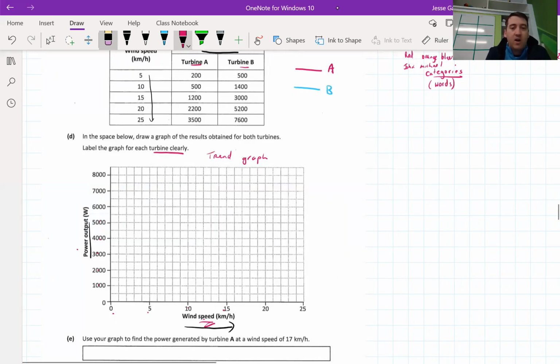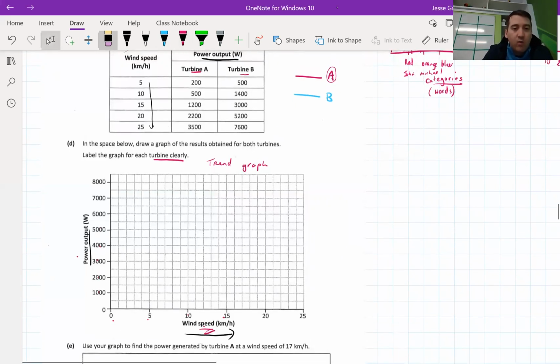Okay, so I'm going to get you started on turbine A. So it says here, for turbine A, when the wind speed was 5, the turbine power output was 200. So what I'm going to do is go over to 5 for wind speed and up to 200. Now, that point is very low because 200 is within this first box, because this here is 500. This is 0, 500, 1000. So 200 is probably somewhere around here, just there.